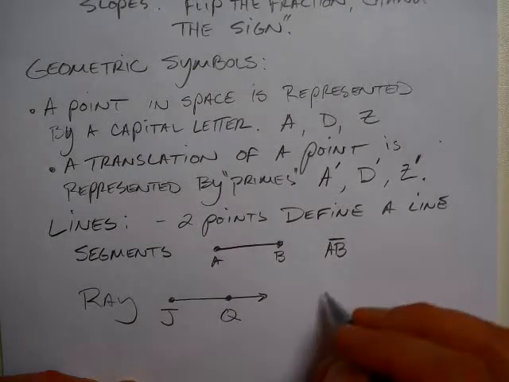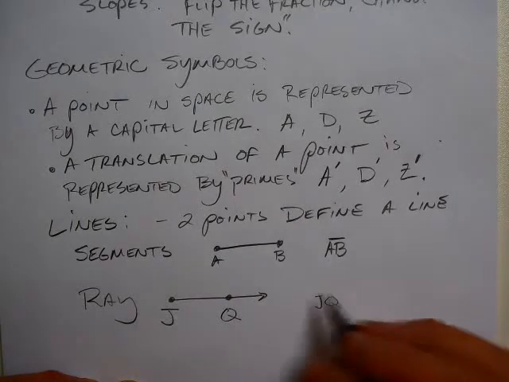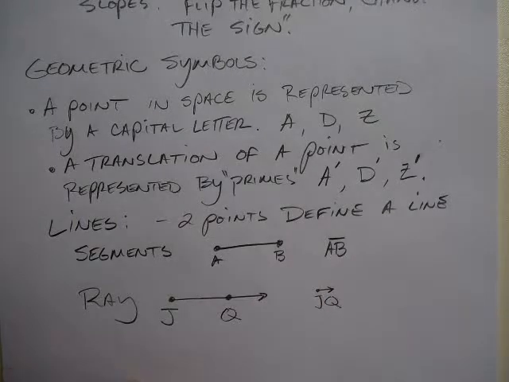And so we would do something like this. JQ. It would start here and just draw an arrow. So again, this doesn't indicate direction at all. It just says that it starts at J and goes through Q and keeps on going. This is a ray. The last thing is a line.